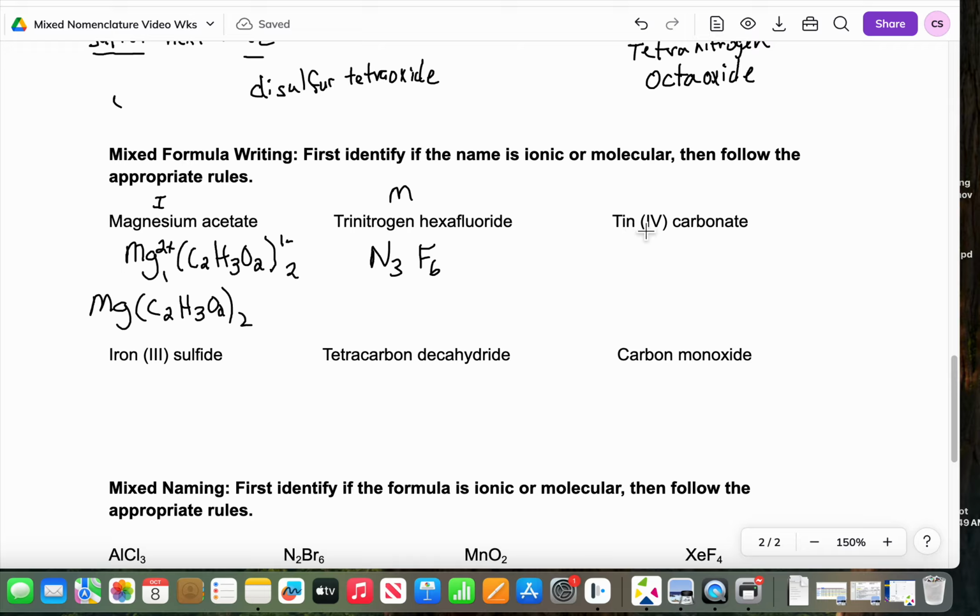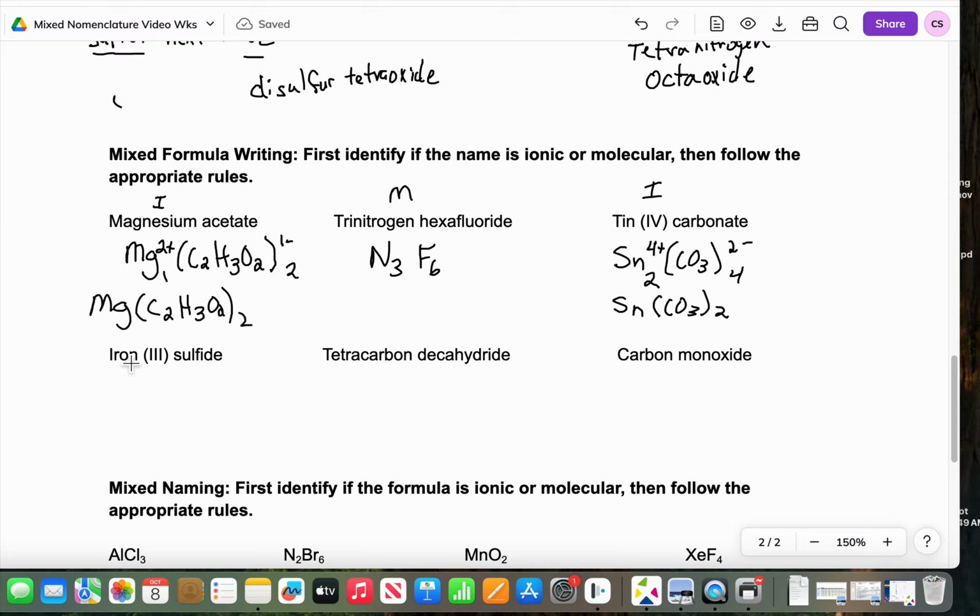Okay, here's the hard one right here, tin carbonate, tin 4 carbonate. Because that's a metal, that's ionic, so you've got to use the charges. You're going to go Sn, Roman numeral 4 means 4 plus. The carbonate is CO3, 2 negative. Now you could crisscross 2, 4. However, ionic compounds are always written in the simplest ratio. 2 and 4 can be reduced to 1 to 2.